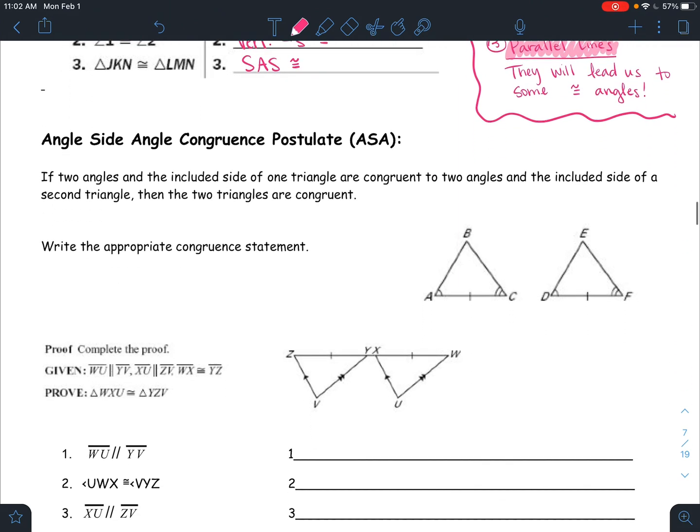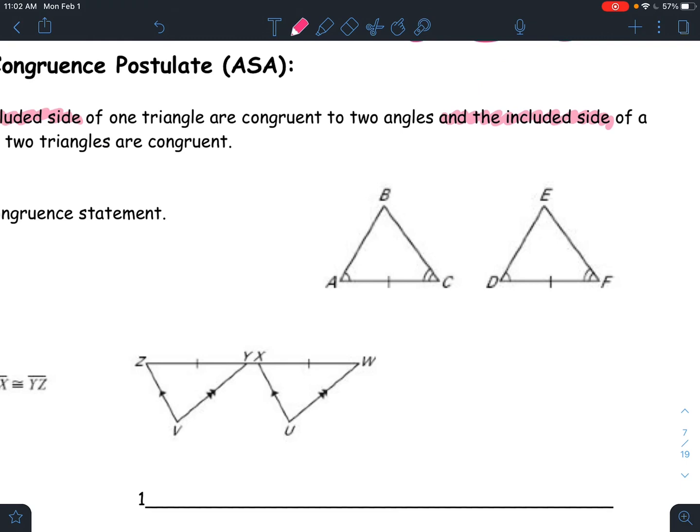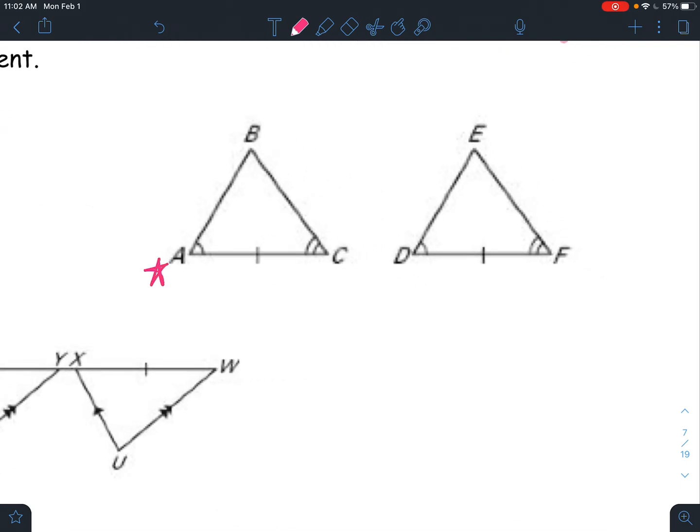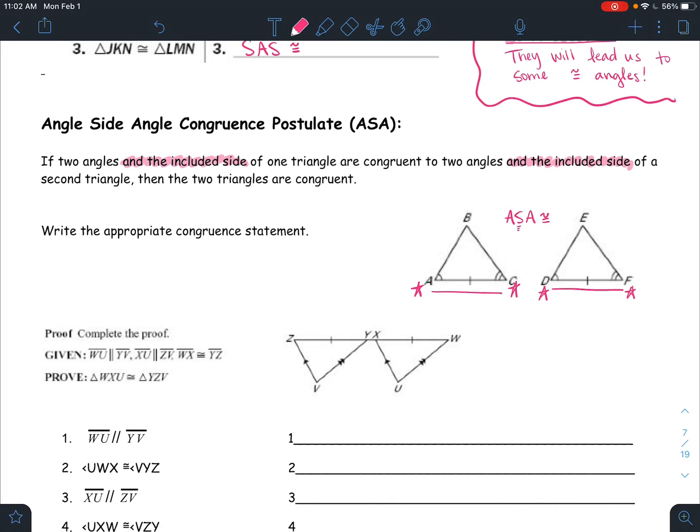Next we have angle, side, angle. Notice we flip-flopped our letters. If two angles and the included side of one triangle are congruent to two angles and the included side of a second, then the two triangles are congruent. So notice here we have an angle and the side wedged between the two. Angle and an angle and the side wedged between the two. So this is angle, side, angle congruence. And again, this side is included right in between those two angles.